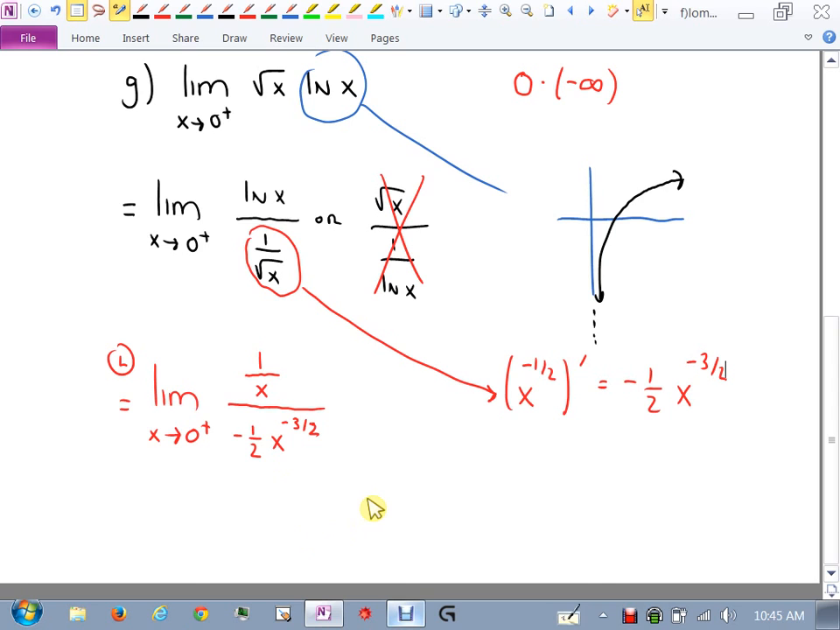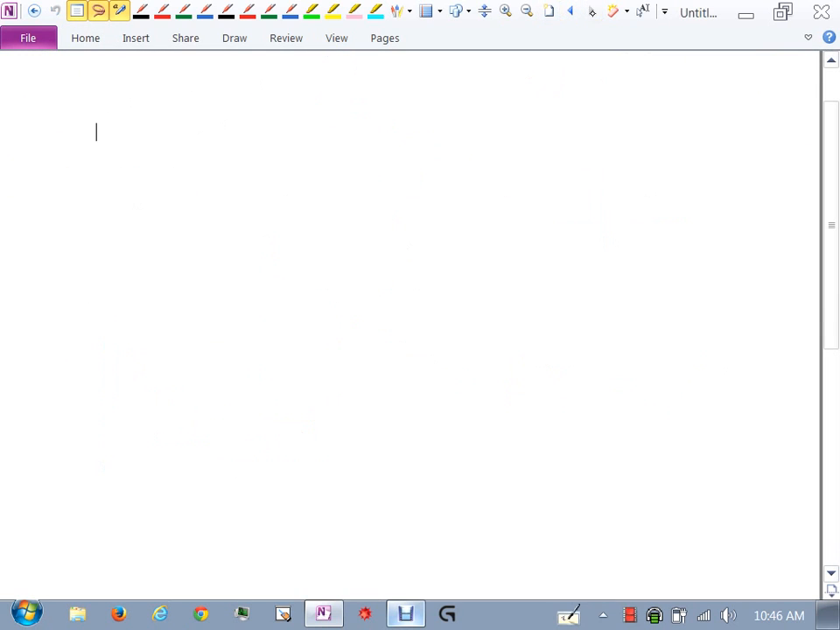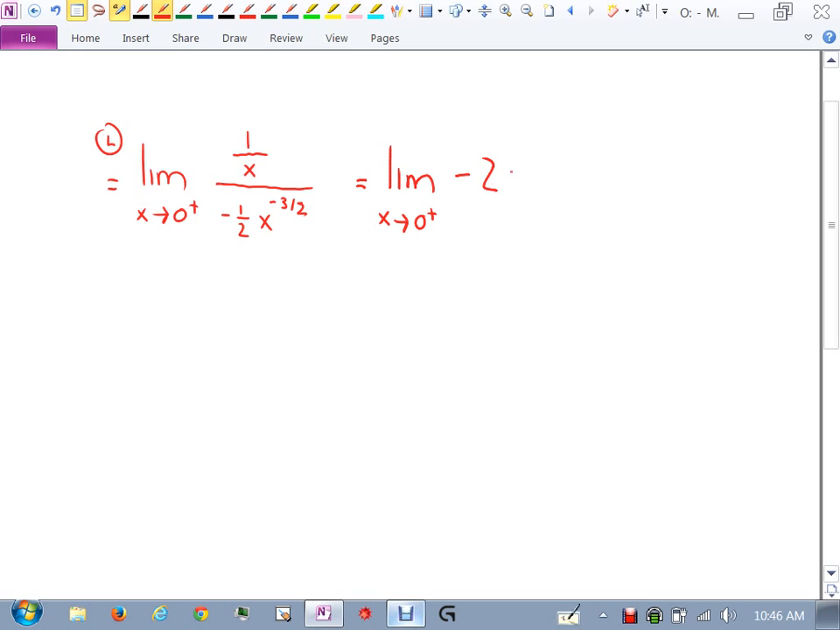Now this looks like a big mess, but I'm not too discouraged because they're all powers of x, right? So I should be able to clean this up. I'm not doing L'Hopital. X is approaching 0 from the right. Negative 2 times x to the negative 1 over x to the negative 3/2.